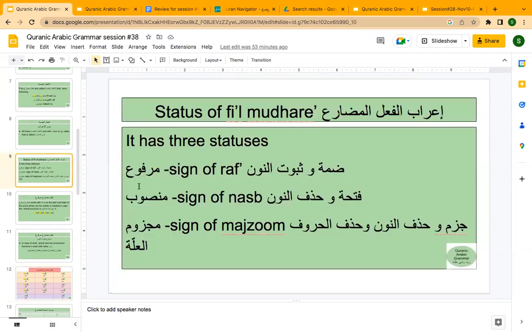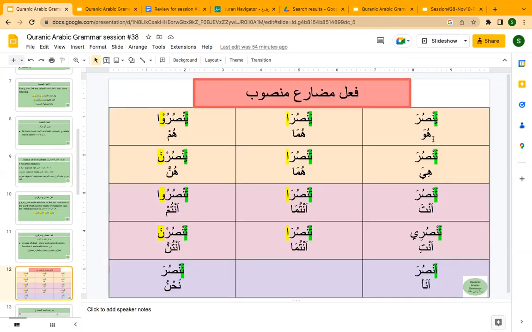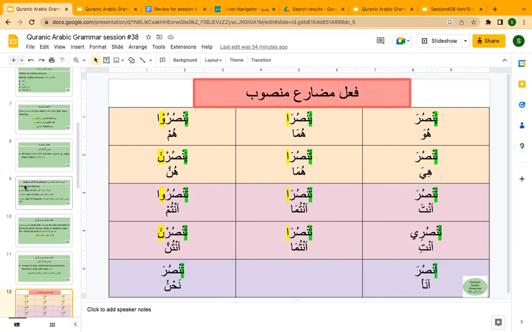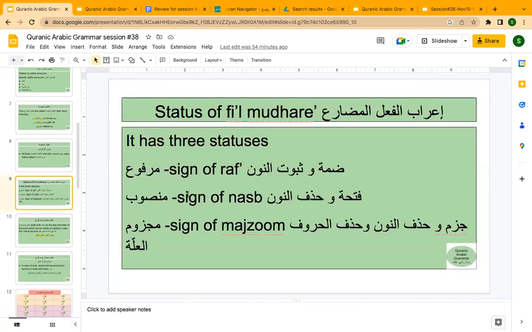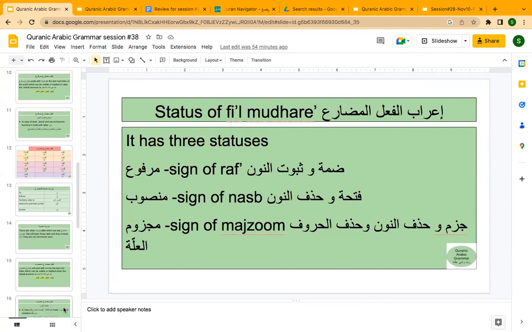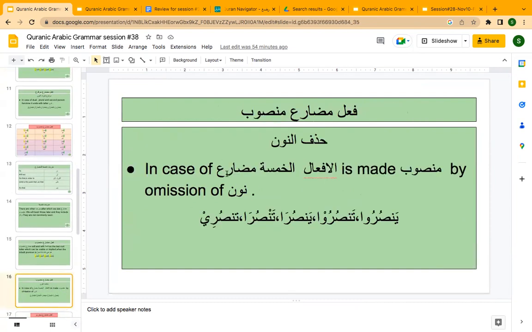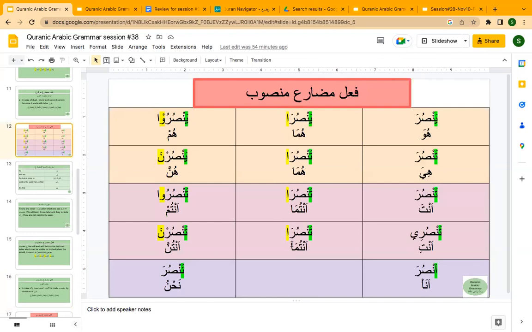Now the second part is, because not everything is ending with fatha, right? We have words ending like yansurani. So when your mudari is nasb in status, and if your mudari is ending with noon, what will happen to the noon? The noon gets dropped. There is hazfun noon. Hazf means that it is omitted. Can you see everywhere where your mudari was ending with noon? You don't see noon anymore. Tansurina became tansuri. Yansurani became yansura.